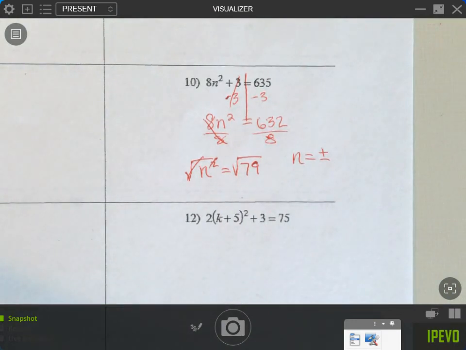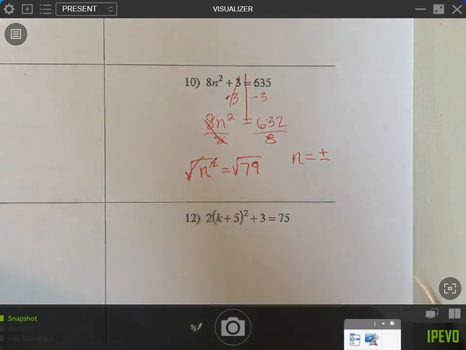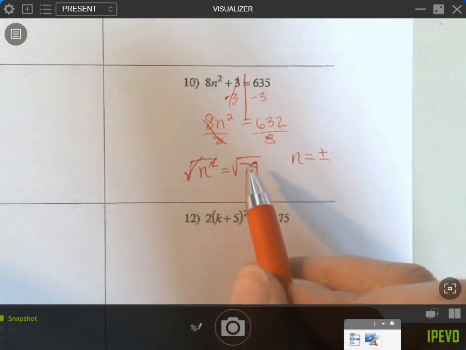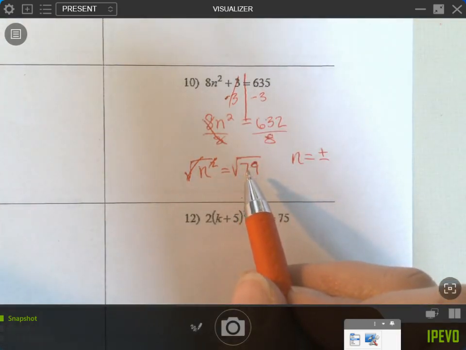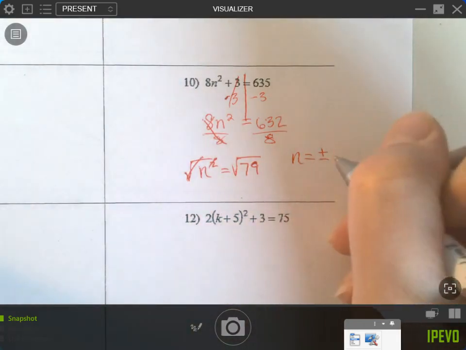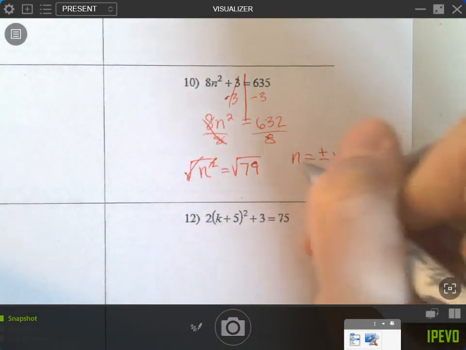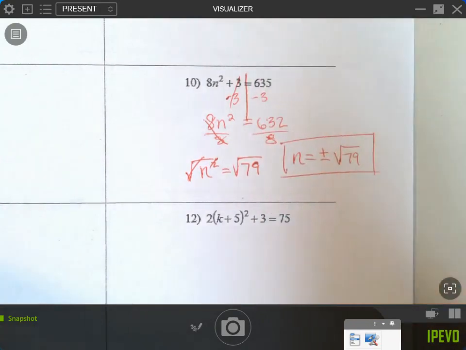I hate to be negative about it, but I don't think there is anything that works. Yeah, there's no perfect square that goes into 79. So 79 is not going to break down. I tried several perfect squares off my list. So it's just going to say n equals plus or minus square root 79. We're looking for that exact answer.